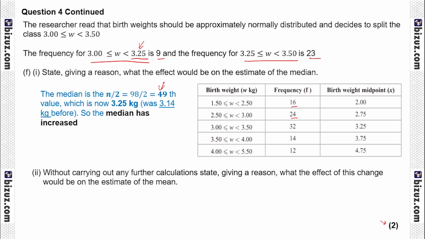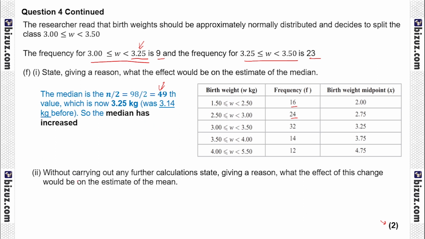So the median is now 3.25 kilograms. That's what we would get by interpolation. However, since it's exactly at the end point, we don't really need to do that. It was 3.14 kilograms before, so it's very easy to see that the median has increased.